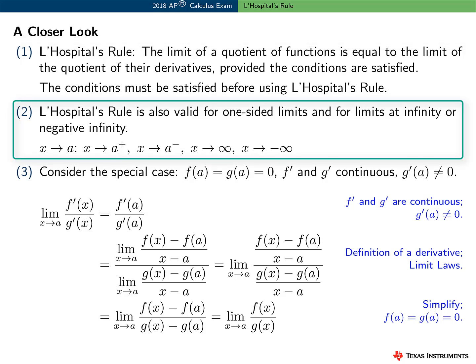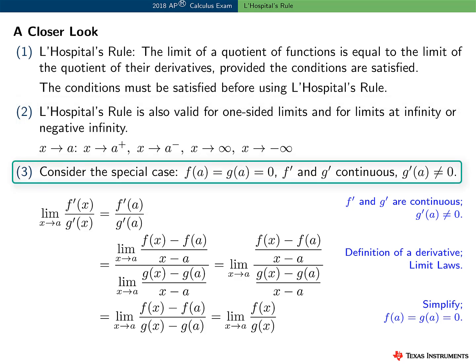L'Hopital's rule is also valid for one-sided limits and for limits at infinity or negative infinity. So x going to a can be replaced by any of these symbols. I'm not going to prove L'Hopital's rule, but let's consider a special case.